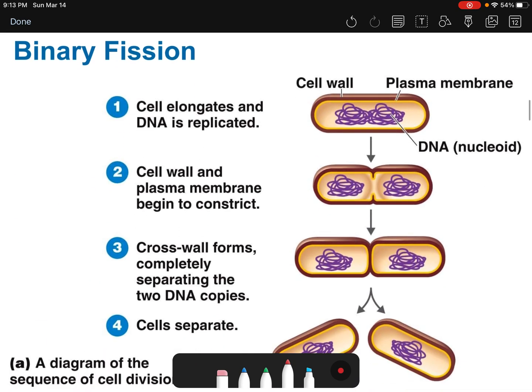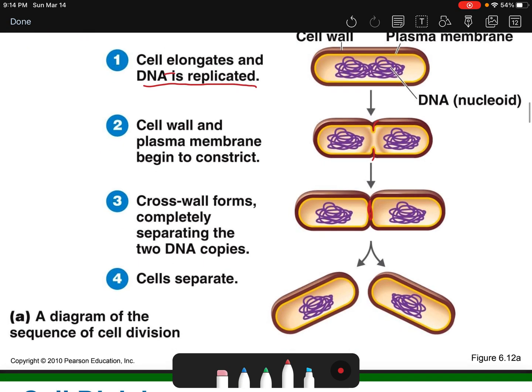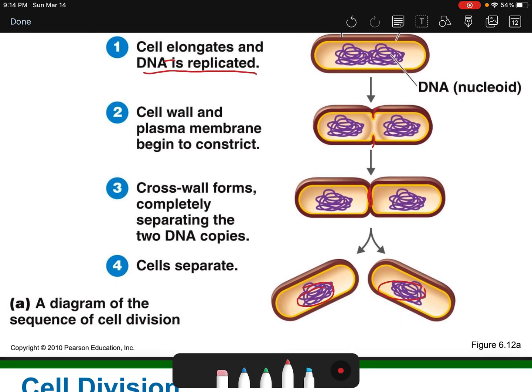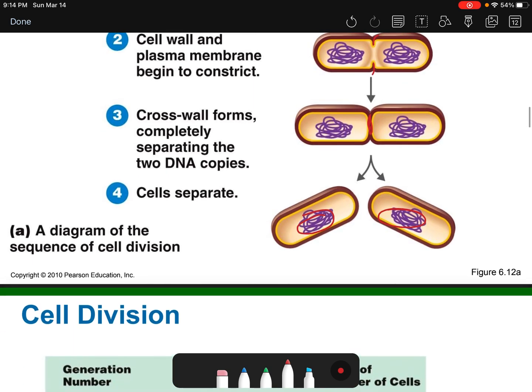With binary fission, what the bacterium does is it first of all has to replicate its DNA. Just like a eukaryote, we need to make sure we copy the DNA before we can divide the cell. Remember that bacterial cells have one large circular chromosome, so they have to replicate that first. Then the cell wall and plasma membrane start to pinch in and constrict a little bit. Finally a cross wall forms, dividing those into 2 separate bacteria, and they each have their own copy of the DNA. Binary, bi means 2, so it literally just copies the DNA and splits it into 2.